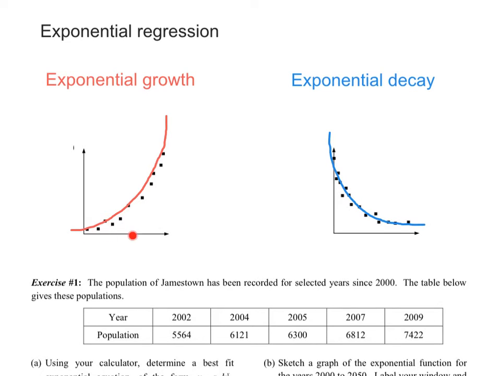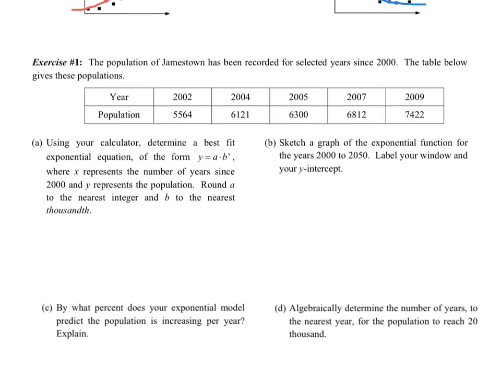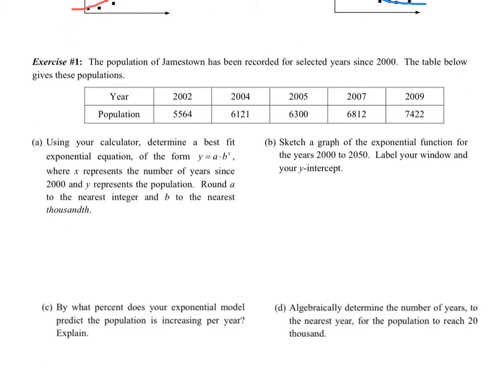When we say exponential decay, it should start very high, but then come downwards like this. Exponentials, you'll recall, do have asymptotes. That's why it looks like it's bending that way. So our next example here. The population of Jamestown has been recorded for a selected year since 2000. The table is given below.